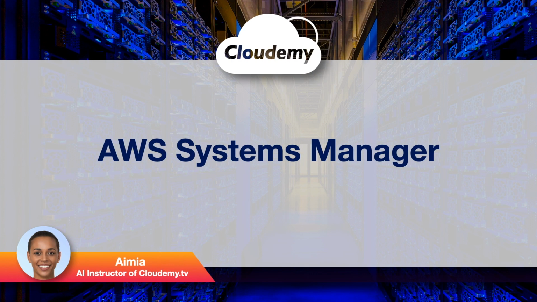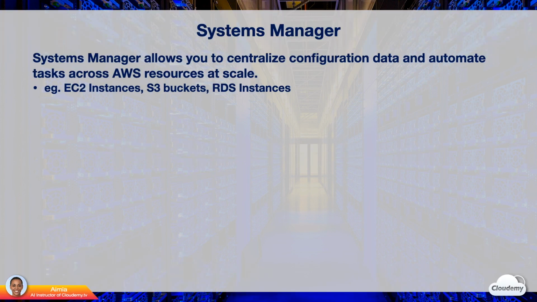In this episode, we're going to look at AWS Systems Manager. AWS Systems Manager allows you to centralize operational data and automate tasks across multiple resources at scale. These resources can be EC2 instances, S3 buckets, RDS instances.